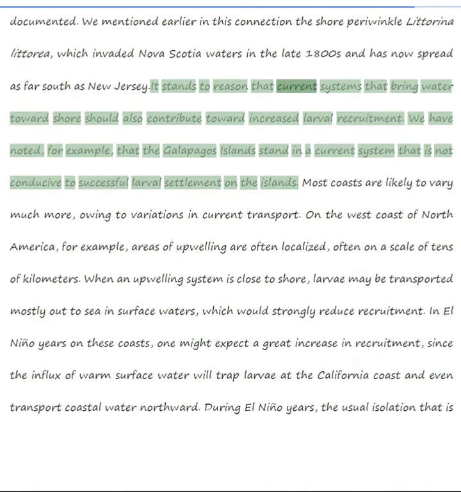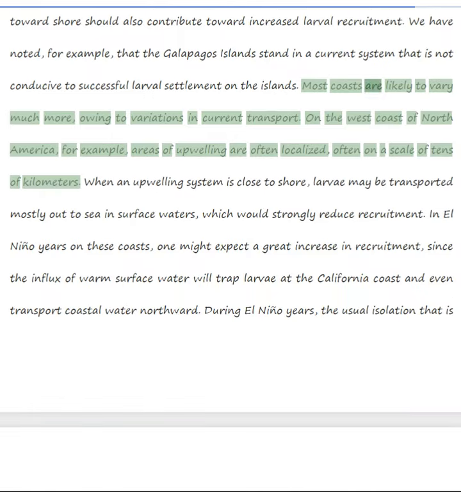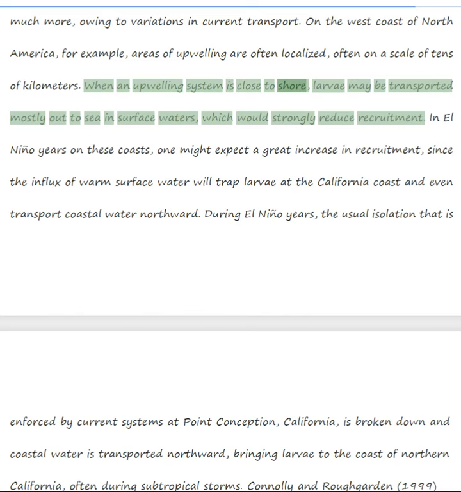It stands to reason that current systems that bring water toward shore should also contribute toward increased larval recruitment. We have noted, for example, that the Galapagos Islands stand in a current system that is not conducive to successful larval settlement on the islands. Most coasts are likely to vary much more, owing to variations in current transport. On the west coast of North America, for example, areas of upwelling are often localized, on a scale of tens of kilometers. When an upwelling system is close to shore, larvae may be transported mostly out to sea in surface waters, which would strongly reduce recruitment.